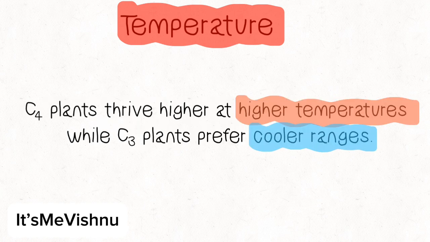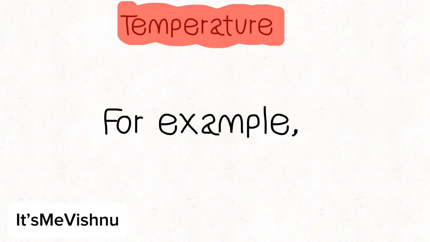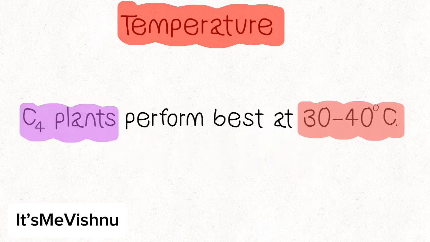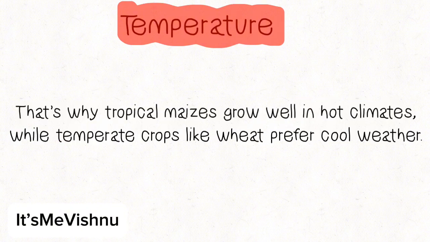C4 plants thrive at higher temperatures while C3 plants prefer cooler ranges. For example, C3 plants have an optimum around 20 to 25 degrees Celsius. C4 plants perform best at 30 to 40 degrees Celsius or more. That's why tropical grasses like maize grow well in hot climates, while temperate crops like wheat prefer cooler weather.